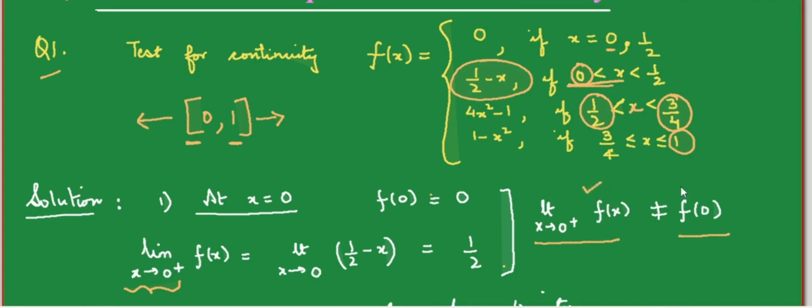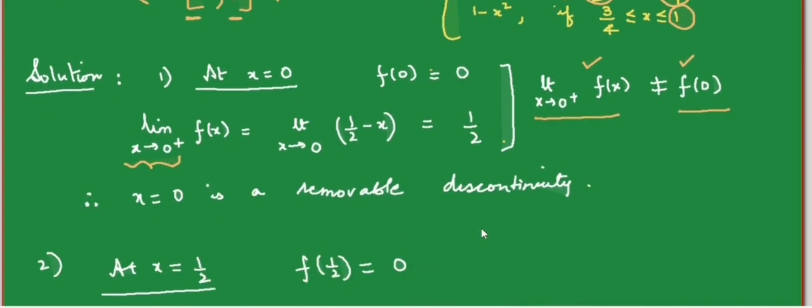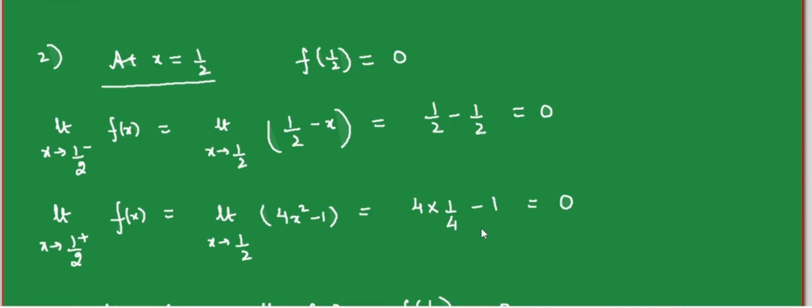Since these two answers are not the same, this is a discontinuity of what type? It's a removable one, because the limit exists, the answer to the limit is 1/2, and the value of the function f(0) is not the same as the limit, so the function is discontinuous and the discontinuity is a removable one. Let's move on to the next breakpoint, which is 1/2 in the definition.